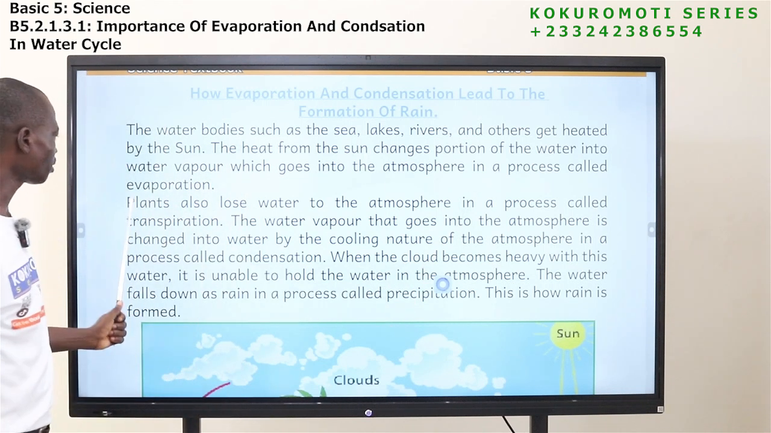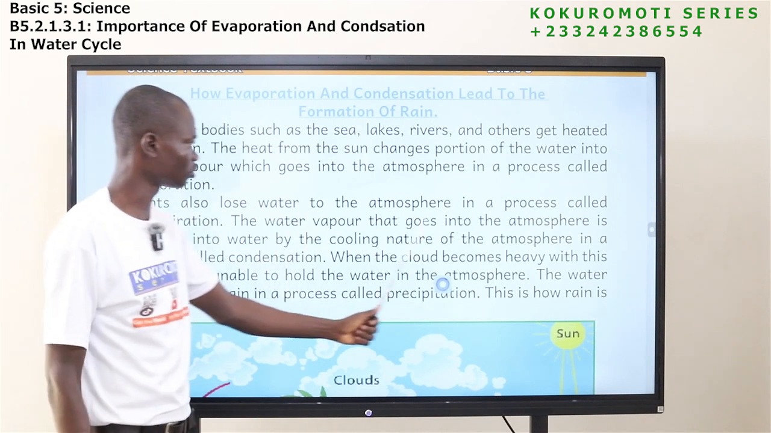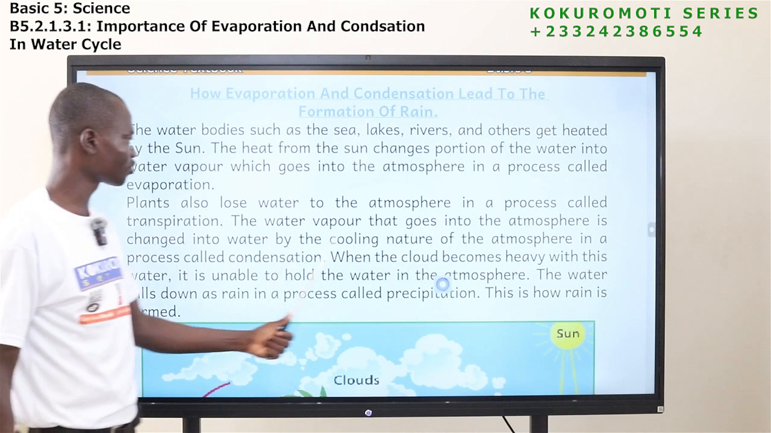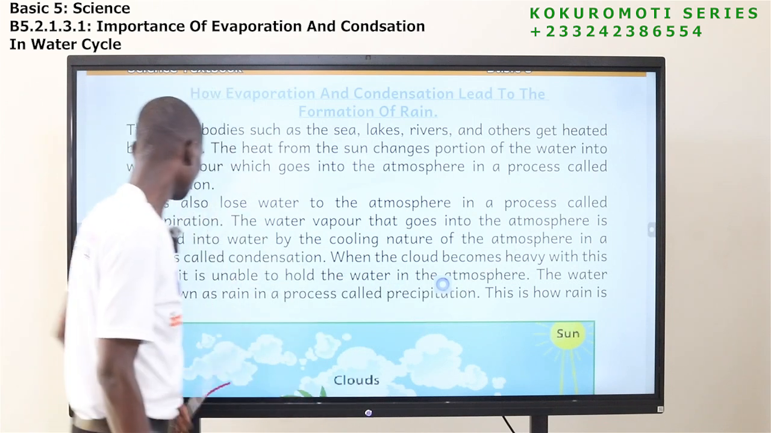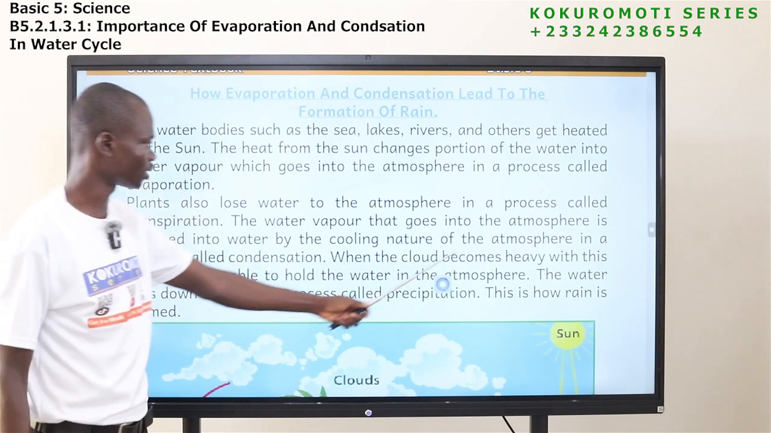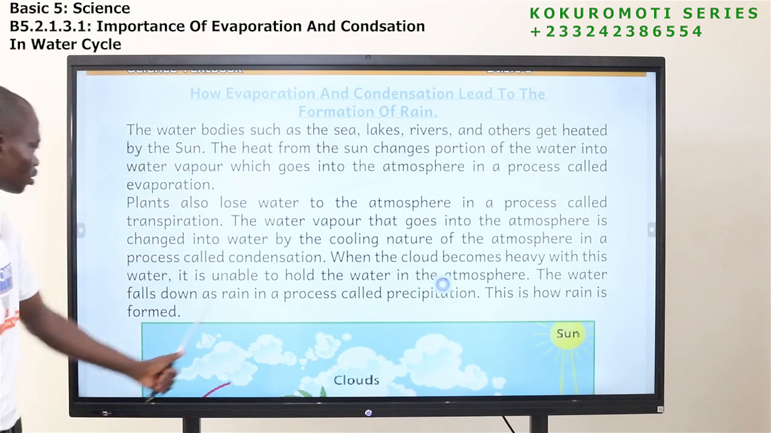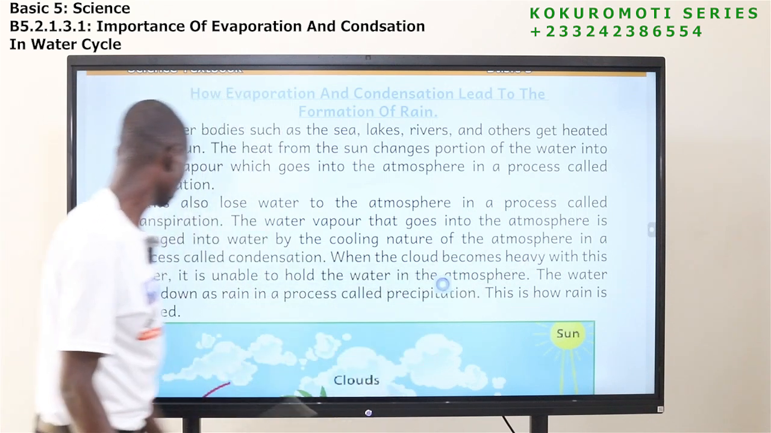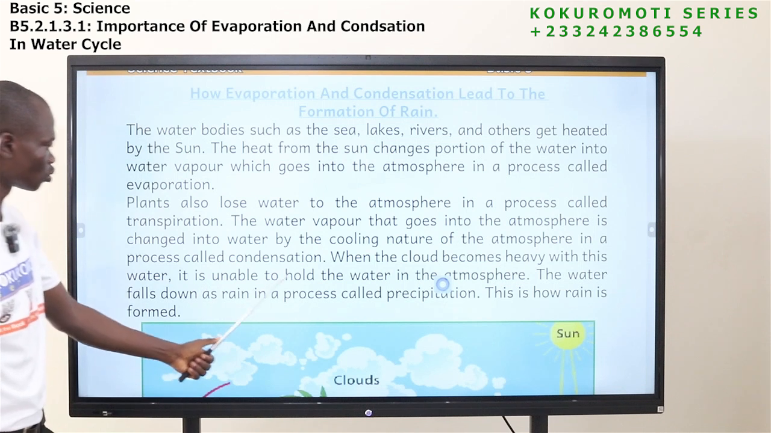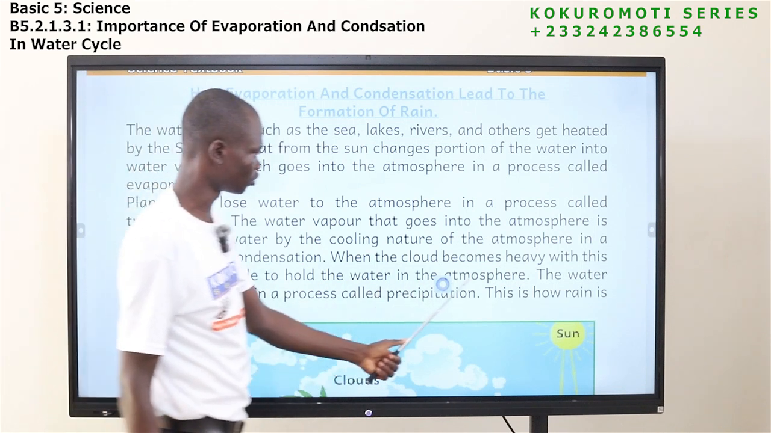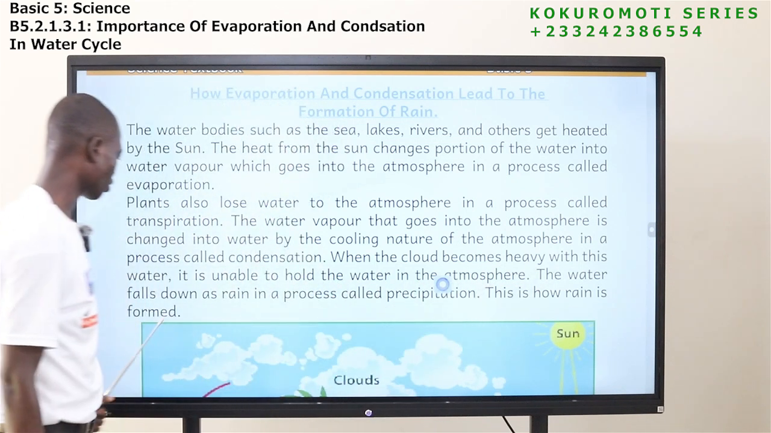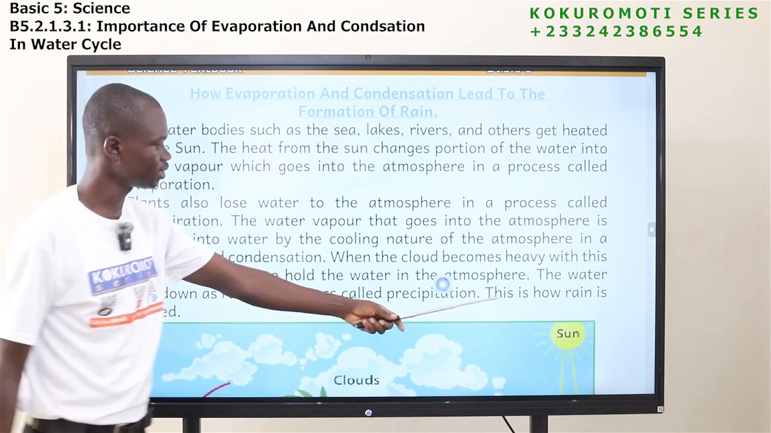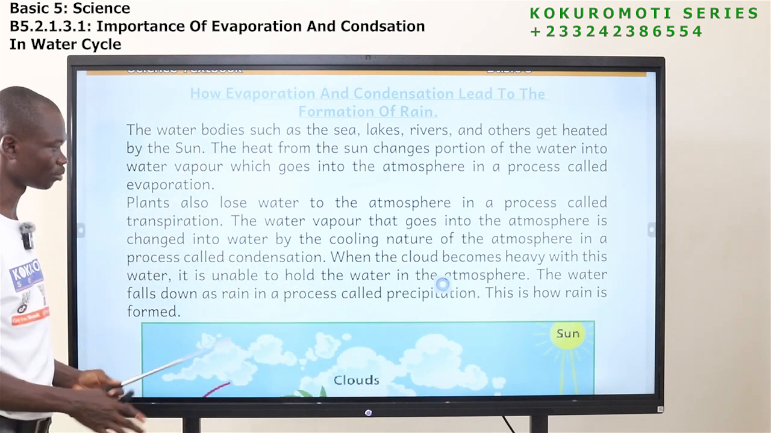Evaporation. Plants also lose water to the atmosphere in a process called transpiration. The water vapor that goes into the atmosphere is changed into water by the cooling nature of the atmosphere in the process called condensation. When the clouds become heavy with this water, it is unable to hold the water in the atmosphere. The water falls down as rain in a process called precipitation. This is how rain is formed.